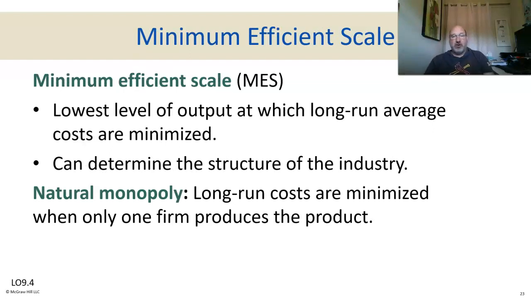Minimum efficient scale, or MES, is the lowest level of output at which long run average costs are minimized. That could help determine the structure of the industry. You also have a natural monopoly, where long run costs are minimized when only one firm produces the product. This is how a lot of monopolies get their stuff done. Like utility companies typically are natural monopolies.